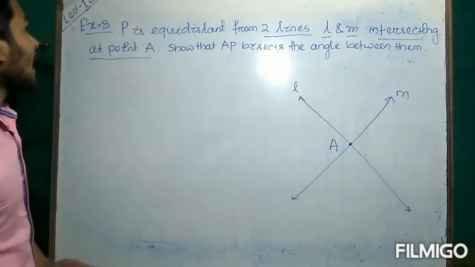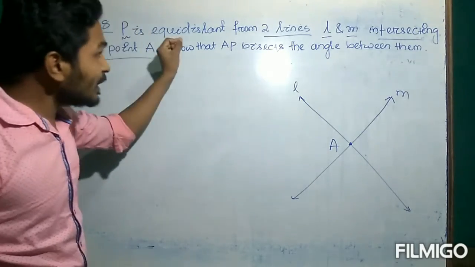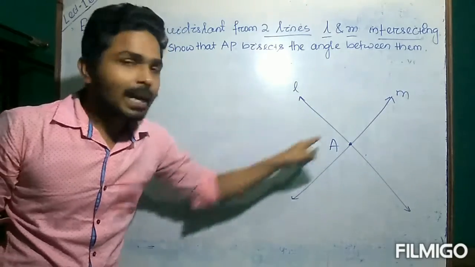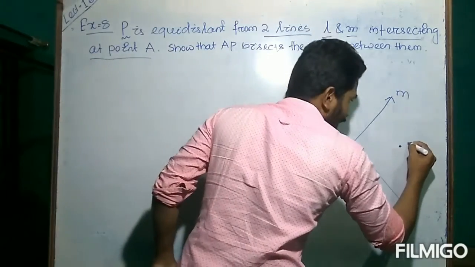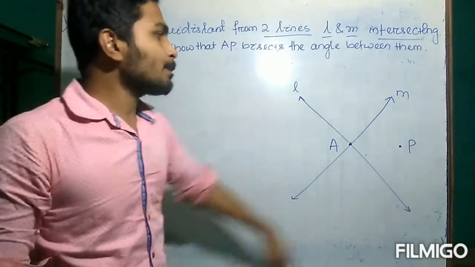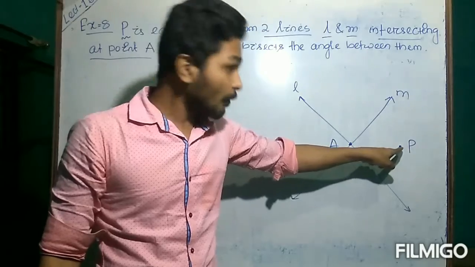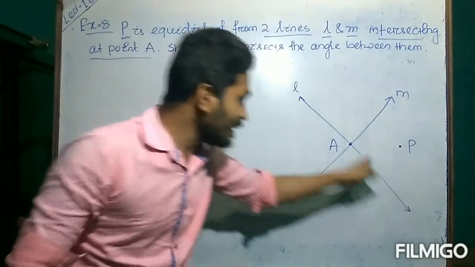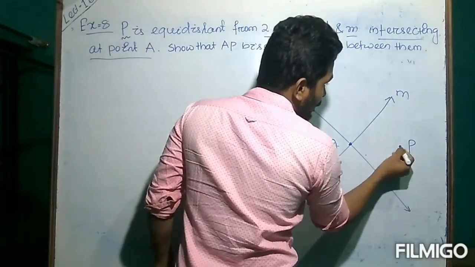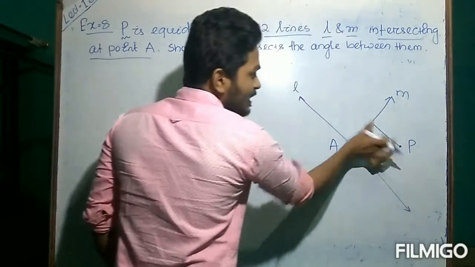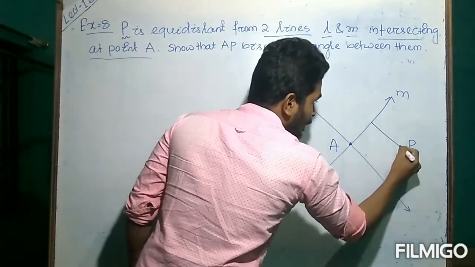This is clear. And it is given P is another point which is equidistant from two lines L and M. So we can take a point P anywhere. Suppose I take a point P here. Now this P is at equal distance from line M and from line L. That means the distance from point P to the line M is equal to the distance of point P from the line L.